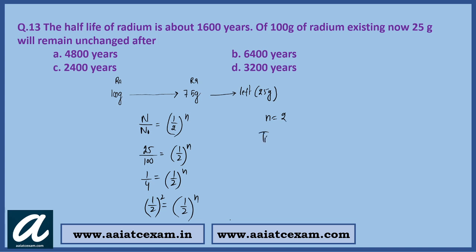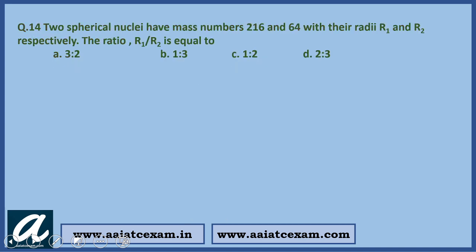Students, so what is the time taken? So time will be 2 times the t half. So it is 2 times 1600. Your answer should be 3200 years. So after 3200 years, you'll have 25 gram of radium which is not yet disintegrated. Question number 14 is there, students.